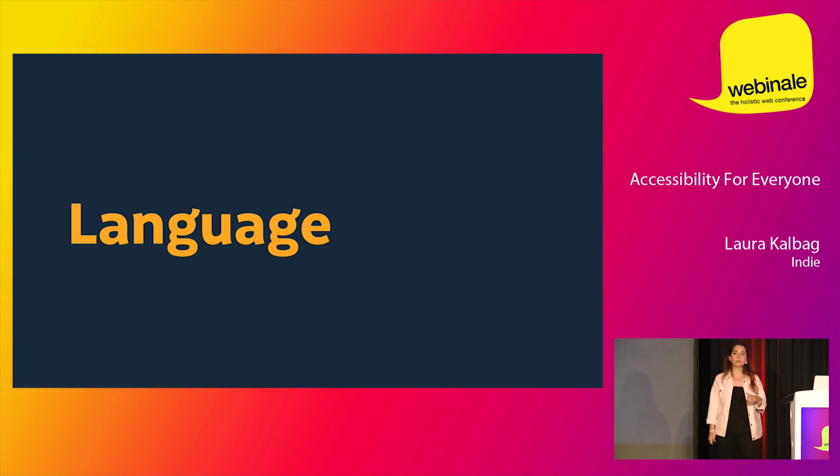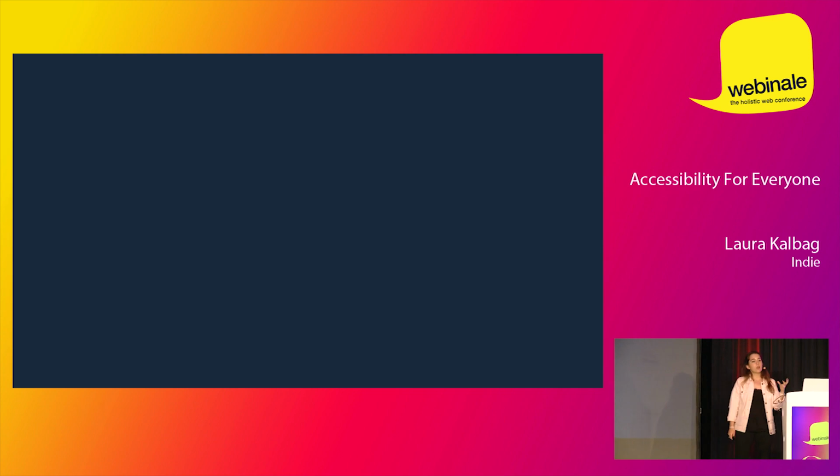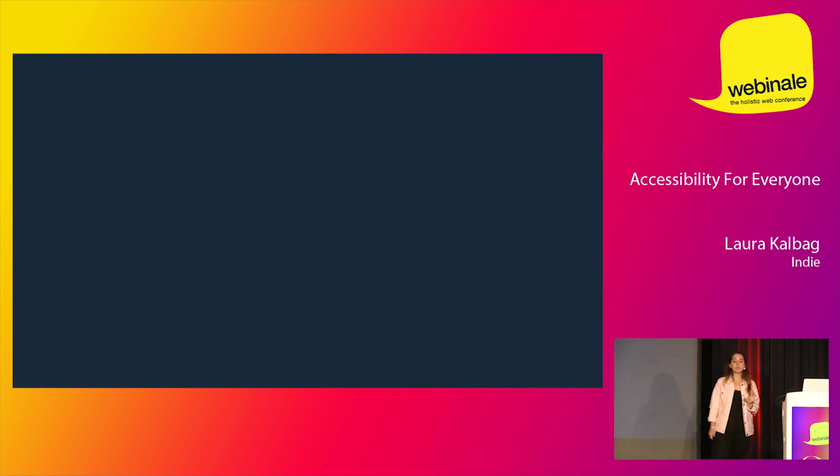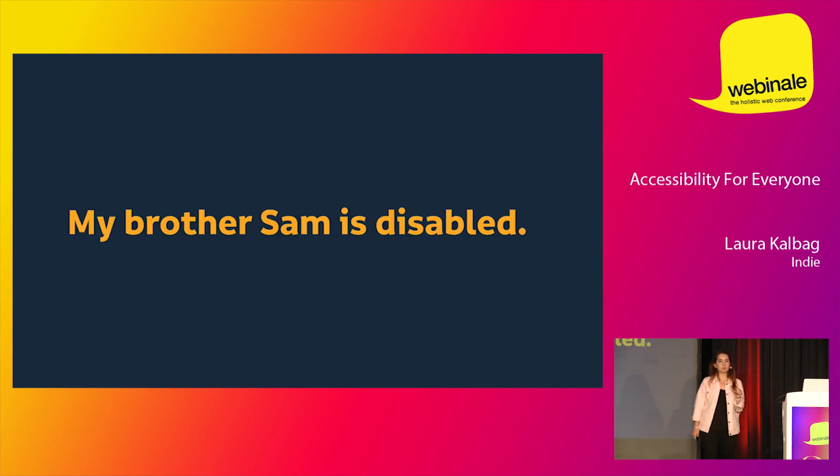It's important to note that I'm careful in my language here, and I'll continue to be so. Usually, I refer to people as with disabilities. For example, my brother Sam has a disability. He is a person first, and he also has a disability. But I know that in many countries, people prefer to be referred to as being disabled. So I might say my brother Sam is disabled, because it's the world around them that disables them, or the world around you that disables you.